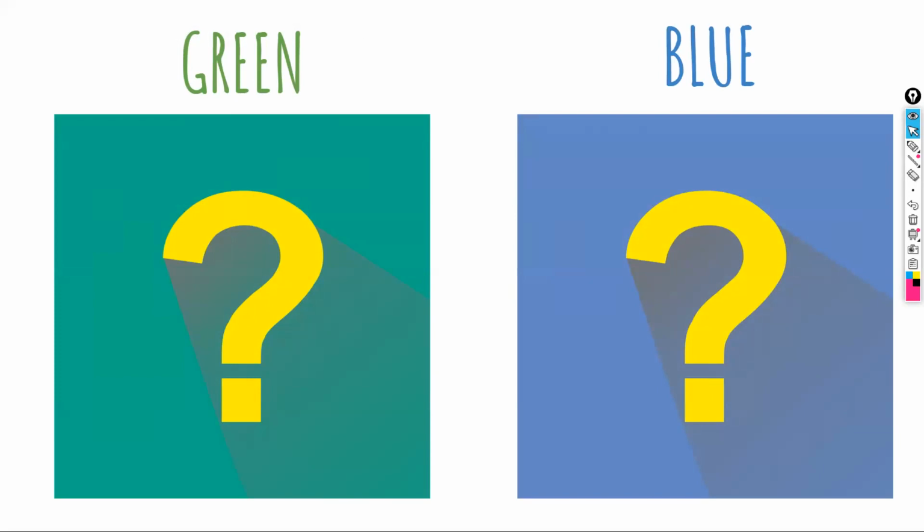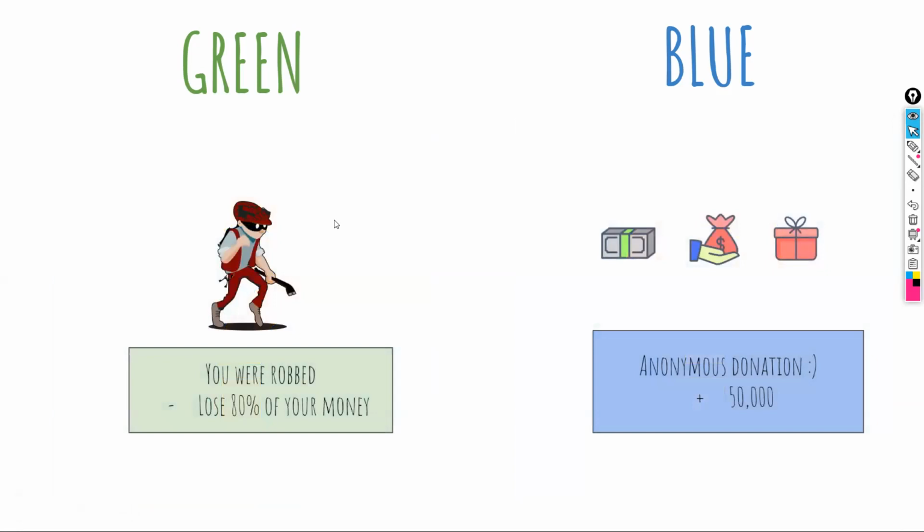So far, green is the winner. A lot of people are choosing green. All right, so let's see what happens. What fate your company meets. For those who chose green, you were robbed. You lose 80% of your money. So that means how much ever money you have, multiply it by 0.2. Because if you were robbed of 80%, then you're just left with 20%. So for those who chose green, how much ever money you have, multiply it by 0.2.